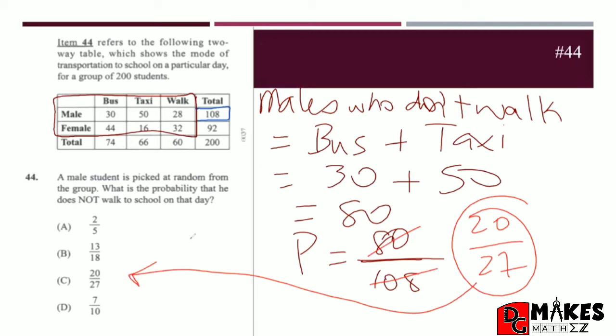So once again, probability, of course, is going to be the likelihood of the event happening. So how many males don't walk out of the total number of males. You could have gotten things like the total students who don't walk. Then you would have added all of the bus and all of the taxi and put it over the total.